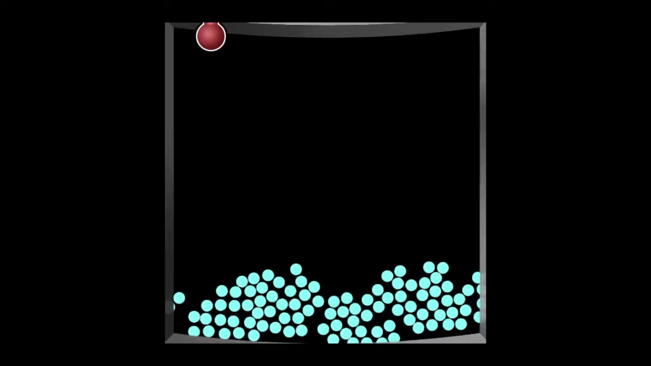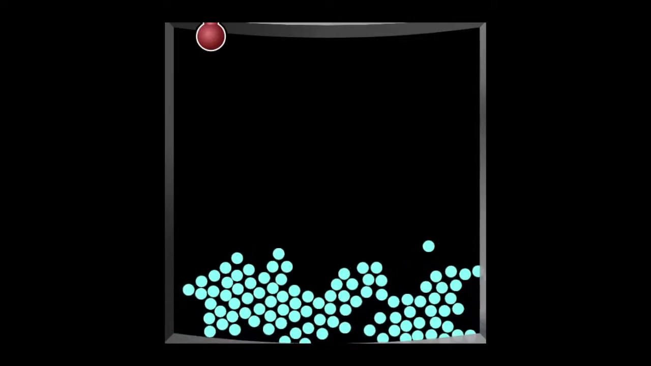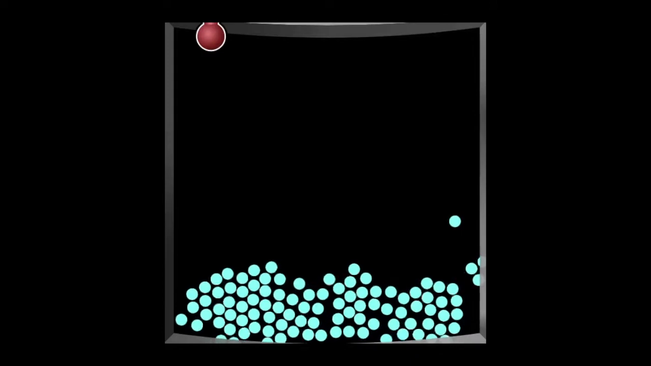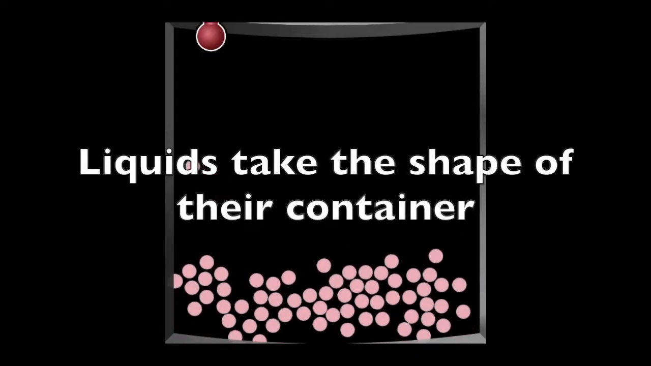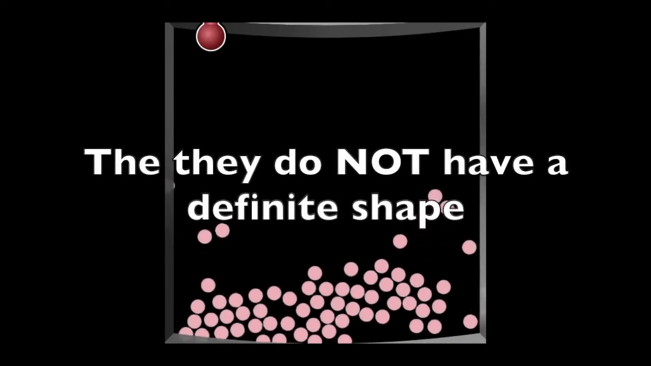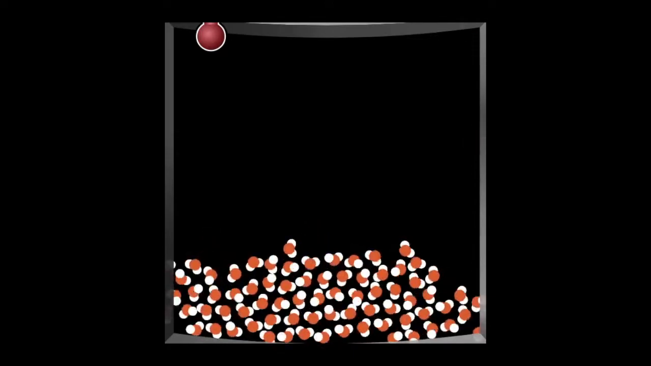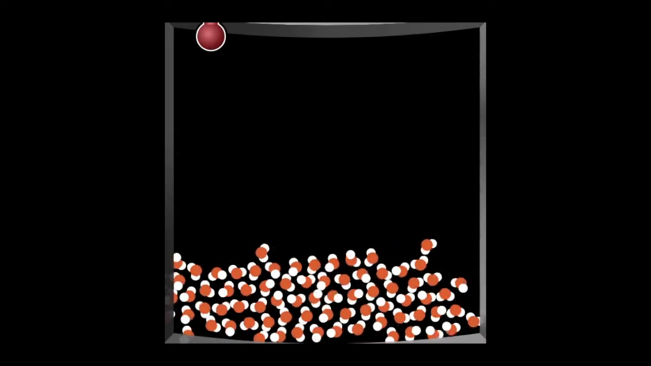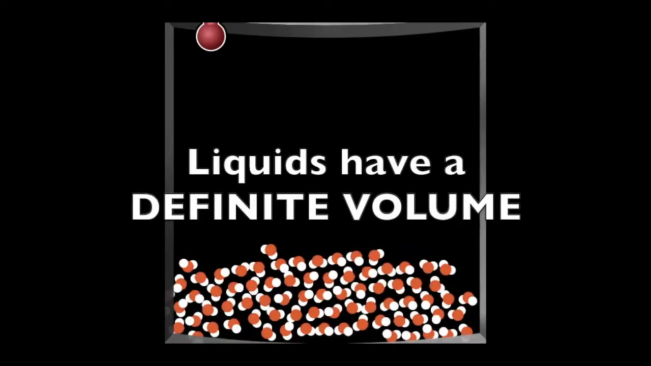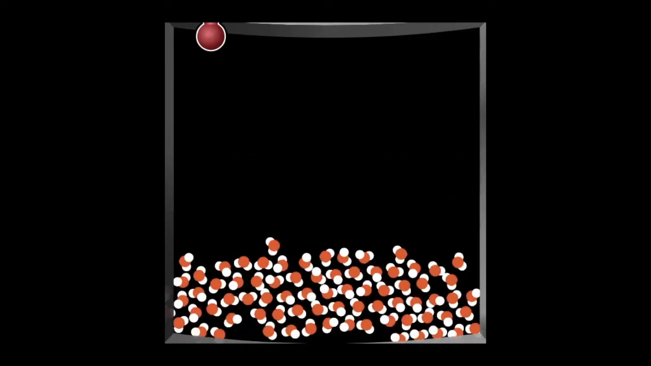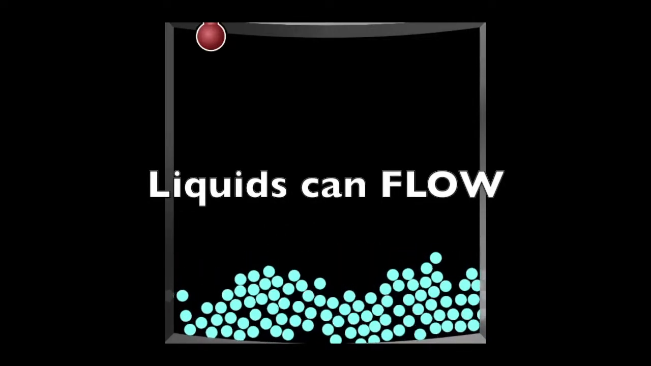The particles are able to glide over each other and move freely, but they tend to stay together and they don't spread out. This is why liquids tend to take the shape of their container. We say they do not have a definite shape. However, liquids don't fill the whole container like gases do. They stay towards the bottom. So liquids have a definite volume. Because the particles are not fixed in place and are able to move around, liquids can flow.